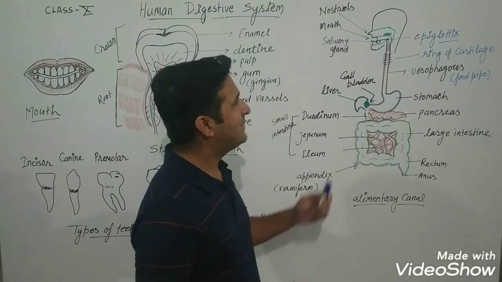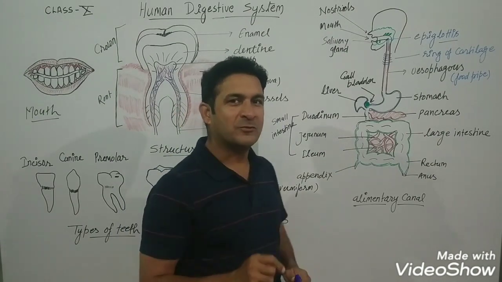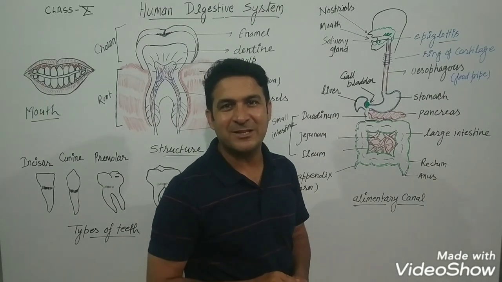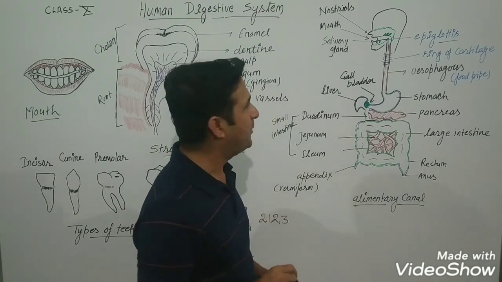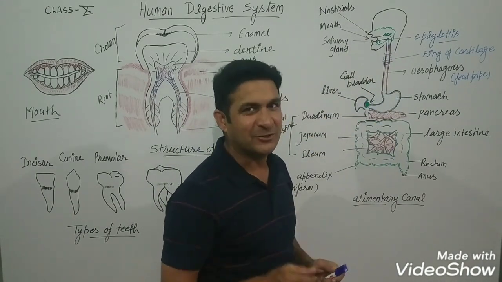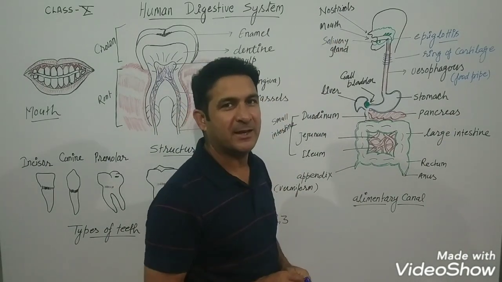Okay, so let's start the topic from the diagram. In the exam, the question can also be asked: draw the diagram of the human digestive system and label its parts. So let's try to understand the labelled parts and their functioning. Got it now? The human digestive system starts from the mouth area.